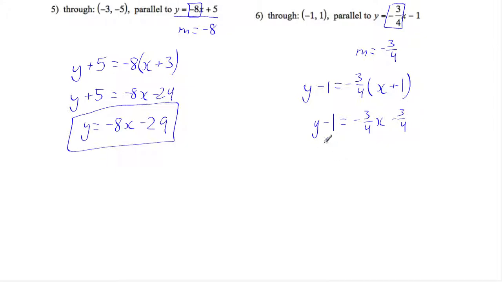Now I'm going to add 1 to both sides, but don't forget, if I add 1, I have to add this with a fraction. So I need a common denominator. So if I add 4 over 4, that's the same as 1. So I get y is equal to negative 3/4 x. Negative 3/4 plus 1, or plus 4/4, is just 1/4. Again, we like to keep that as a fraction.